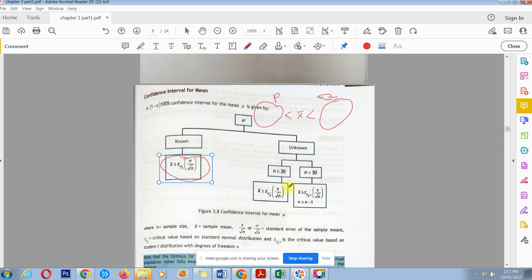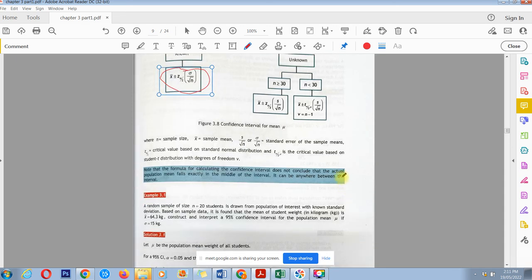For unknown data and n greater than or equal to 30, you use this formula. But for n less than 30, we use this formula, and we need to know v. v is the degrees of freedom. n is the sample size, x bar is the sample mean, and then we have s over square root of n, or sigma over square root of n, which is referred to as the standard error of the sample mean.